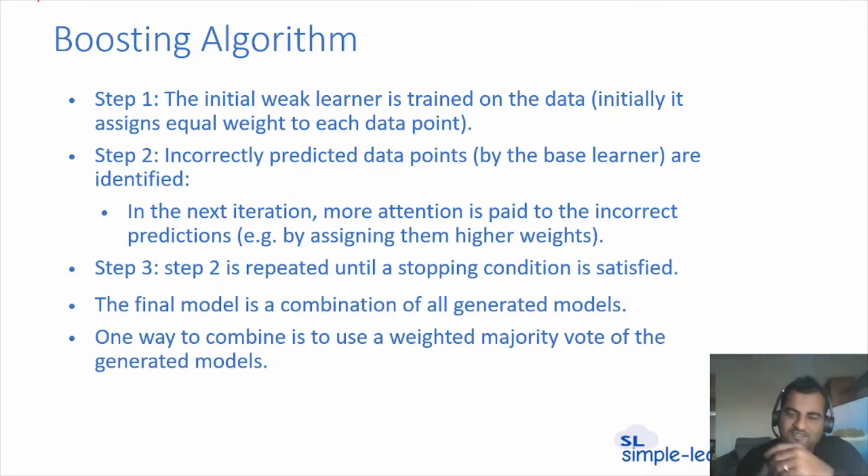So first we'll start with whatever data is available, and let's start with learning that. Then we'll identify the predicted learners, and based on that, you can identify the data points. Then in the next iteration, we'll give more attention to the incorrect predictions. So start with step one: we are starting with the available data.